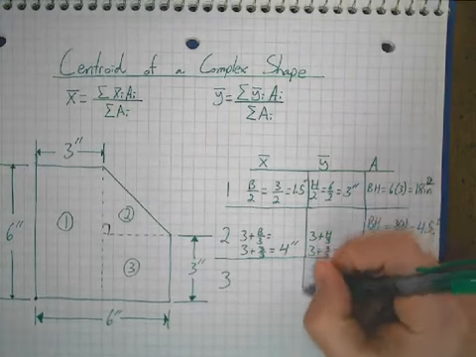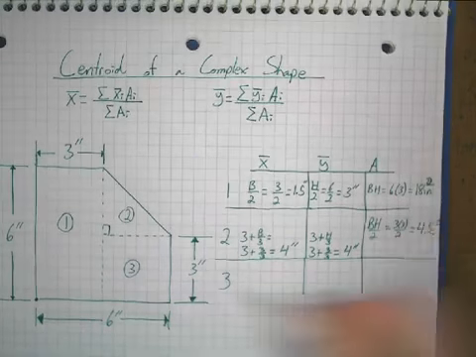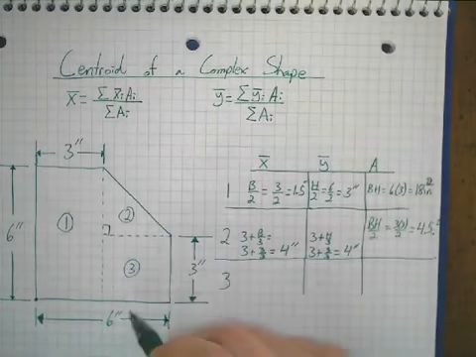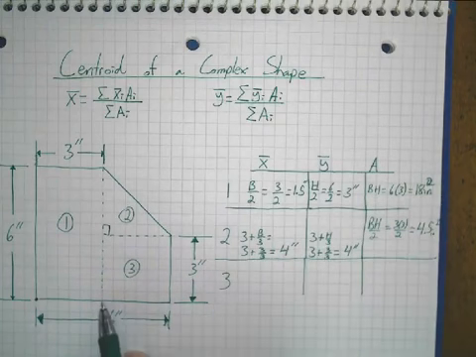And my third one is a square, 3 by 3. But once again, I have to make sure I'm using the absolute location.